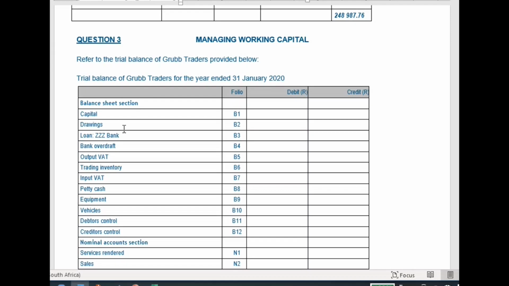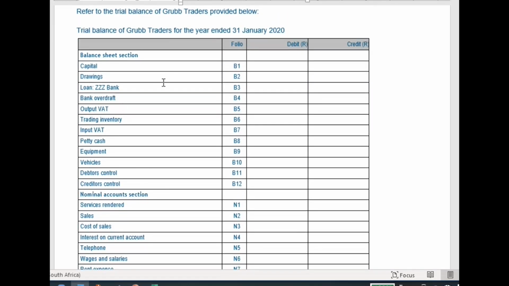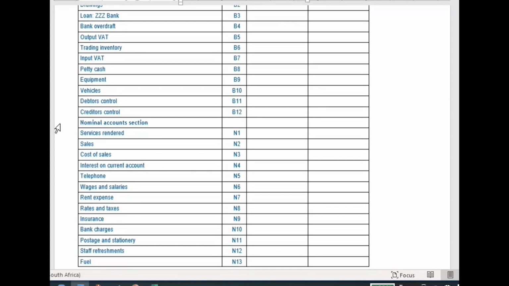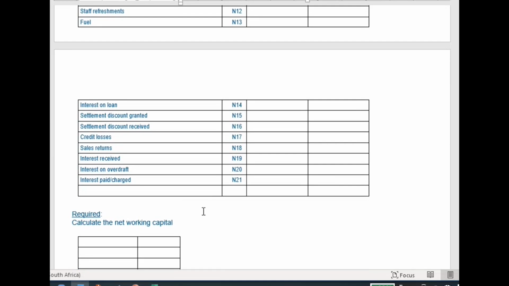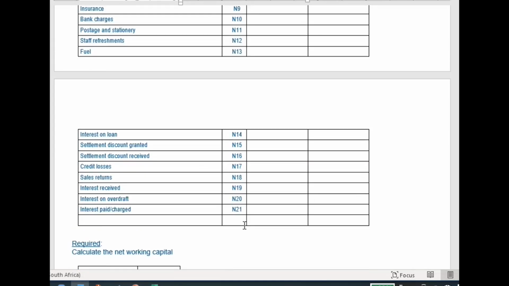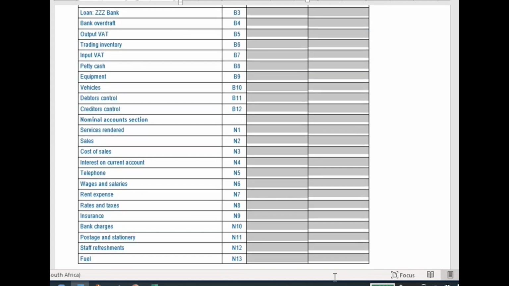They are giving us all the accounts in the balance sheet section, which just means those things that we look at and say that is our picture for the year, and then everything in the nominal account section. And they say to us, okay, calculate the net working capital. Obviously in all these cases they are going to give us amounts.